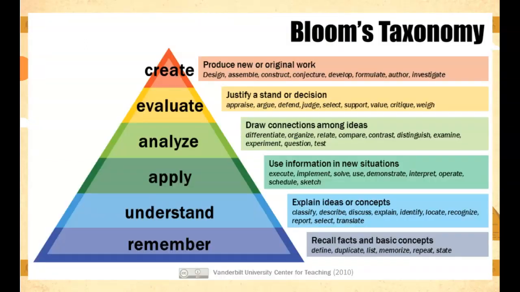A group of cognitive psychologists, curriculum theorists, instructional researchers, and assessment specialists published a revision in 2001, which is now widely used. The 3 main differences between this revised version and the original 1956 version are: 1, the bottom tier changed from knowledge to remember; 2, the keywords are verbs instead of nouns; and 3, the 2 top tiers are evaluate and create instead of synthesize and evaluate, respectively.